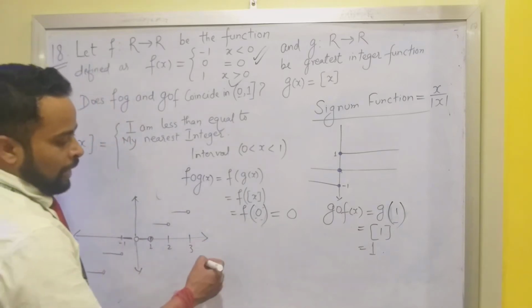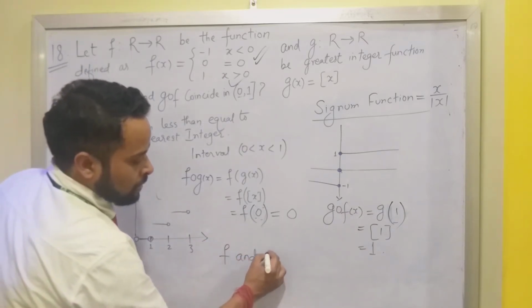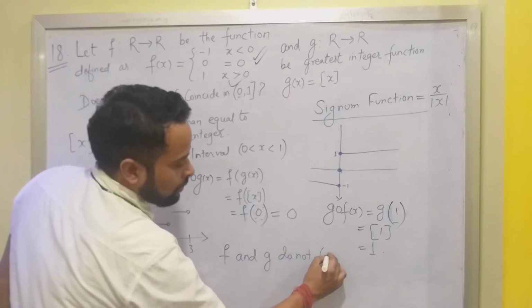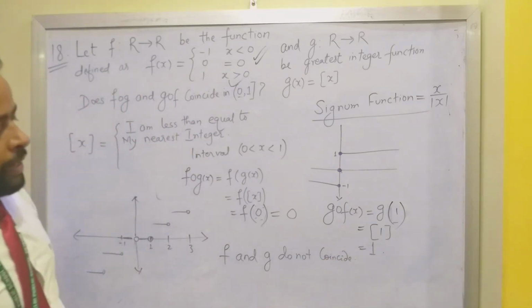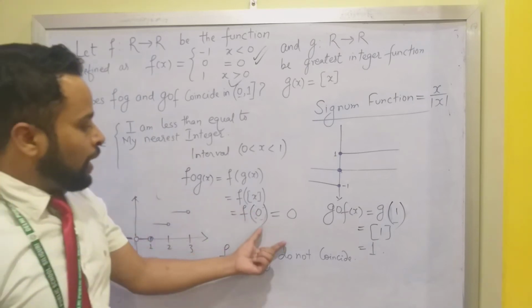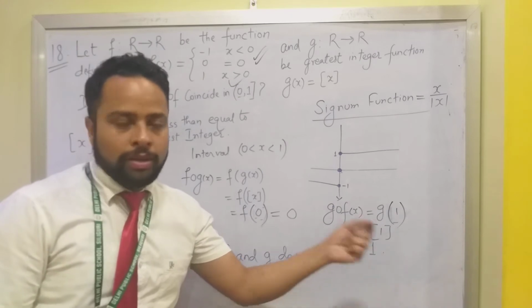So I will conclude that f and g do not coincide. Why do they not coincide between 0 and 1? Because FOG is giving me 0 and GOF is giving me 1.